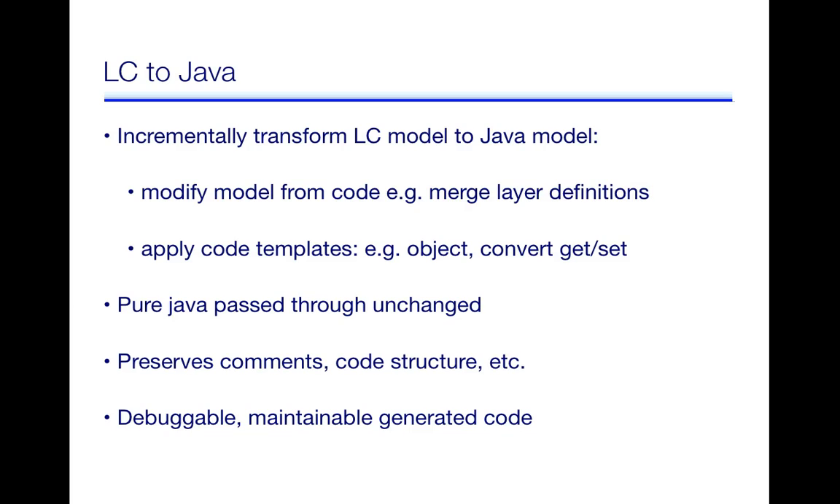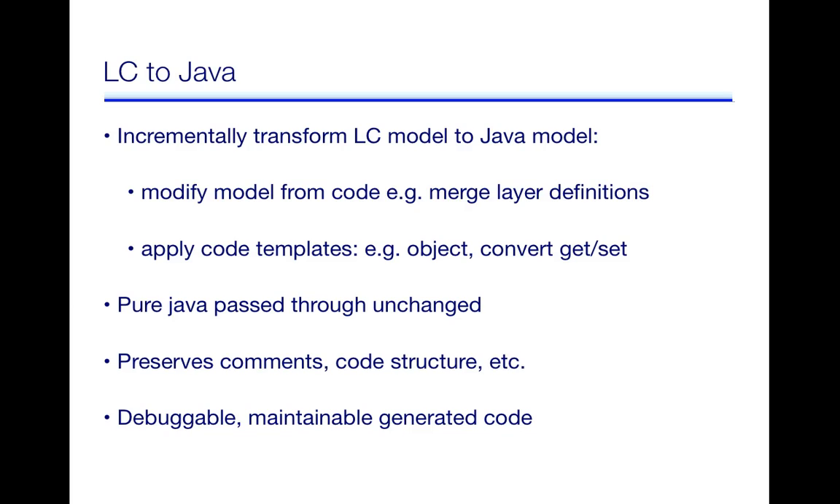Now let's skip to the processing phase. When LayerCake code changes, it gets converted to Java, and this leverages the code formatting or code generation aspects of the parselets framework to incrementally transform a LayerCake language model into a Java language model. And there are two ways that it can be done. One is that you can just modify the model from code. So take a statement, add it to another class definition, add it to the body of a method, etc., and the code will just get updated automatically.